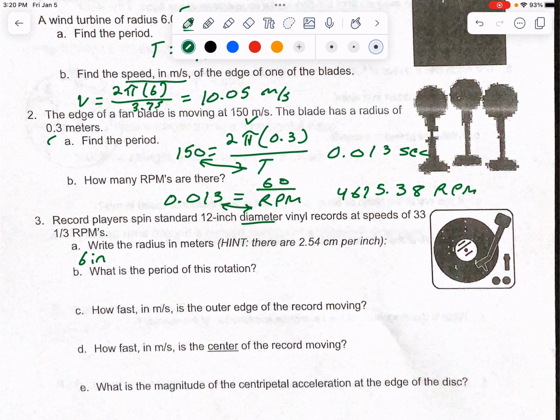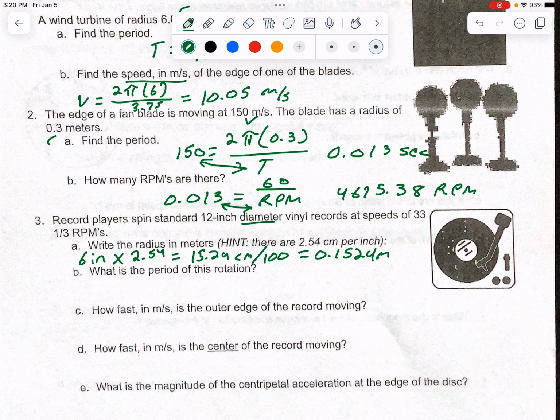Now, I need to get to meters. I'm in inches, and I just told you that there's 2.54 centimeters in an inch. So I'm going to multiply that 6 inches by 2.54, and that gives me 15.24 centimeters. Now, I need it in meters, and we know there's 100 centimeters in a meter, so we're going to divide by 100, and that's going to give you 0.1524 meters.